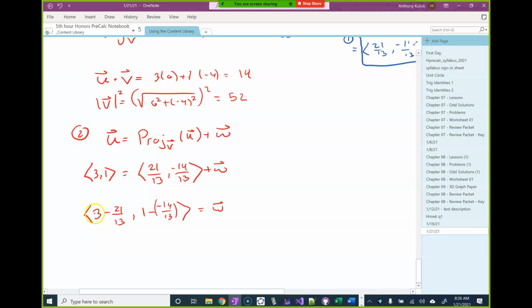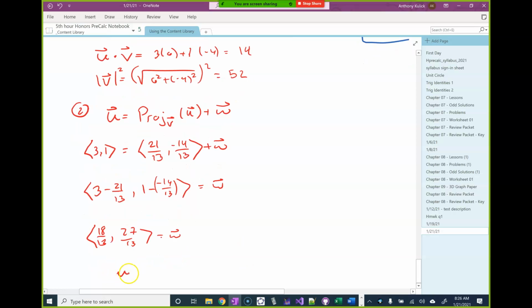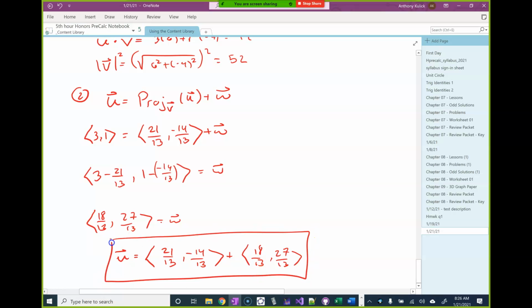So when I make a common denominator, 3 becomes 39 over 13. 21 minus 39 is 18, so I have 18 over 13. 1 becomes 13 over 13. 13 plus 14 is 27 over 13. And that's w. So I can say then u is 21 over 13, comma, negative 14 over 13, plus 18 over 13, comma, 27 over 13. And that's my answer for part 2 then.